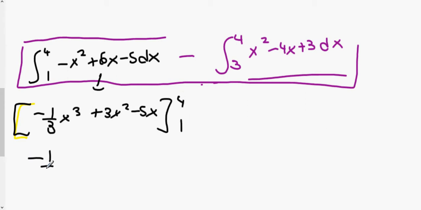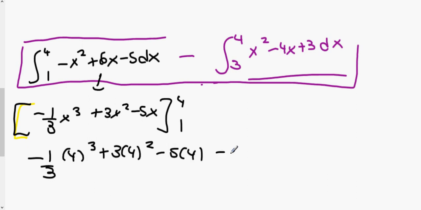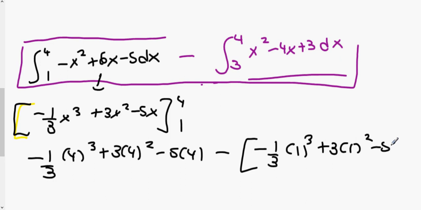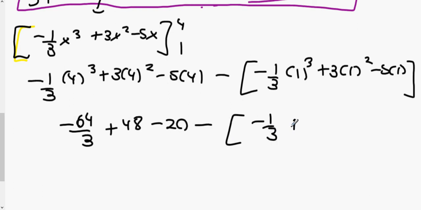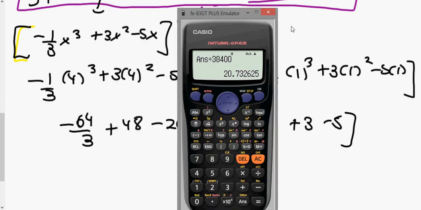Let's put in the 4's and the 1, so we're going to get minus a third 4 cubed plus 3 times 4 squared minus 5 times 4. I'll take away minus a third 1 cubed. Now we're expecting a positive number this time for the answer, plus 3 times 1 squared minus 5 times 1, close all the brackets. So we're going to get minus 64 over 3 plus 48 minus 20 minus bracket. We're going to go for minus a third there plus 3 and minus 5. Now that we have all the hard work done, we might as well just put this into the calculator.